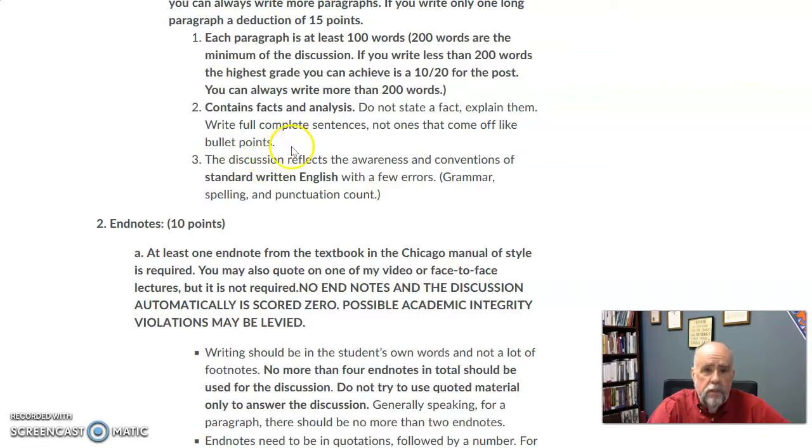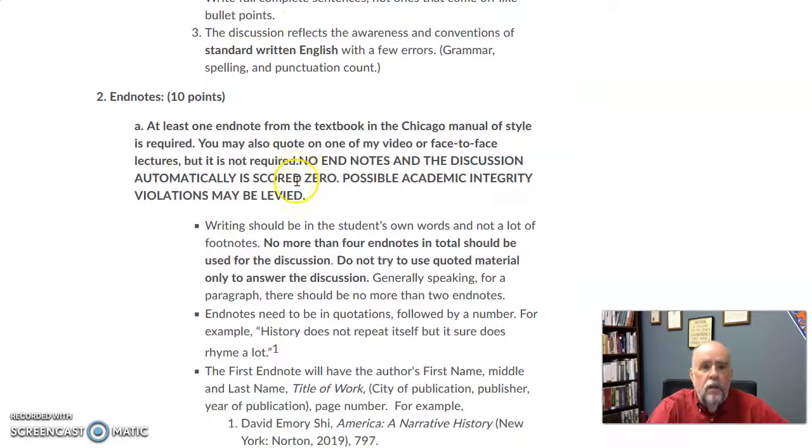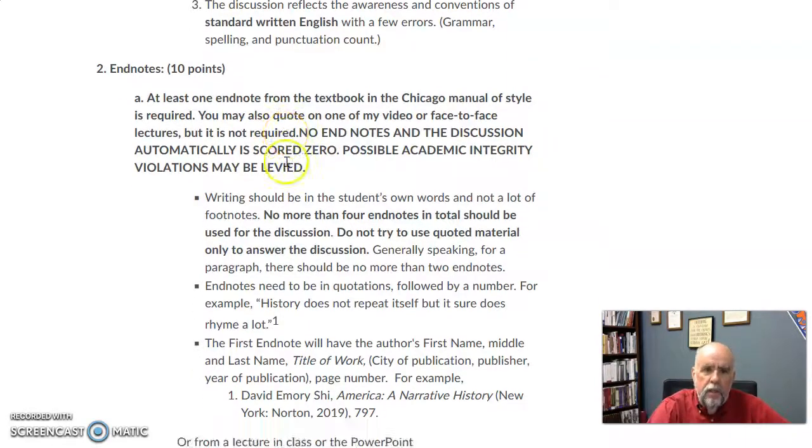Write complete sentences. And yes, grammar and punctuation, and really also capitalization. That does count. You want to get me infuriated, don't capitalize names of nations, especially the United States of America. It will set me off on a bad end. You have to have endnotes. No endnotes, no passing score, possible academic violation.